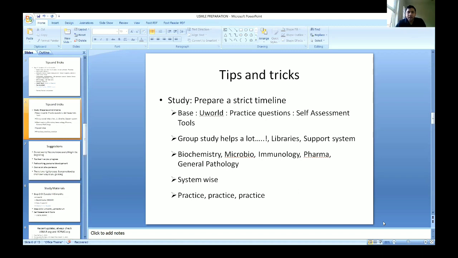Group study helps in a way that you can discuss some of the topics you might not be getting. You can ask your seniors. You can also discuss among your friends in the reading room. What we used to do was have a discussion of around 1.5 hours every day in the evening about the past questions.